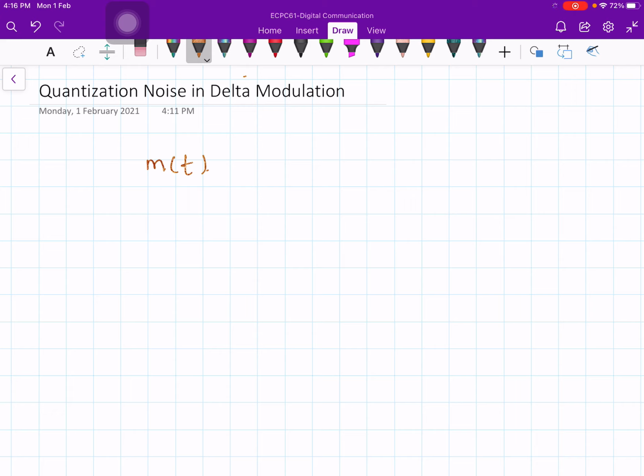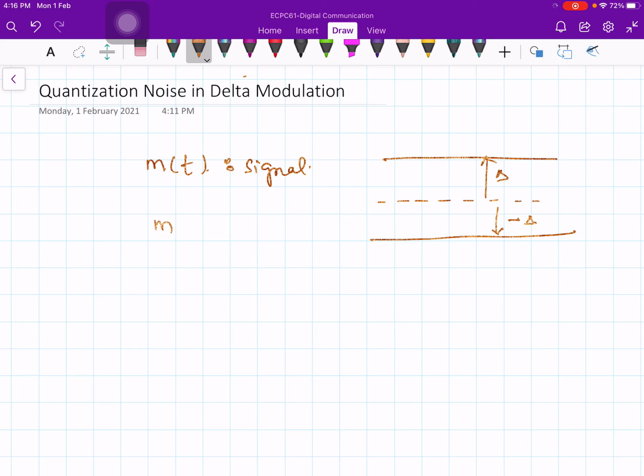So this m of t is quantized, let's say this is my middle point. Either it can go up to plus delta or it can go down to minus delta. So m of t is my signal, and this m of t has two components. Once you do the delta modulation, the output of your delta modulator is nothing but the staircase approximation.